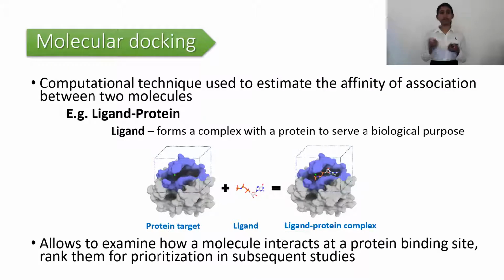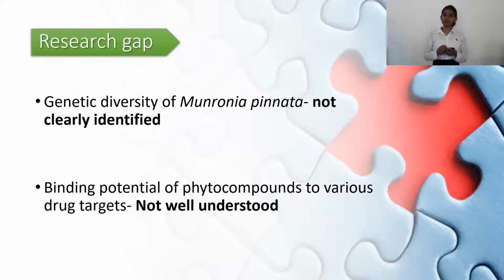For example, the affinity of association between a ligand and a protein. Ligand simply refers to a small molecule that forms a complex with a protein to serve a biological purpose. This technique allows us to examine how a molecule interacts at the protein binding site and rank them for prioritization in subsequent studies. Let's see why this research was needed.